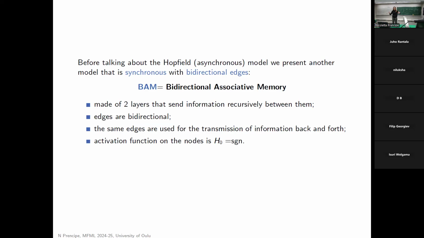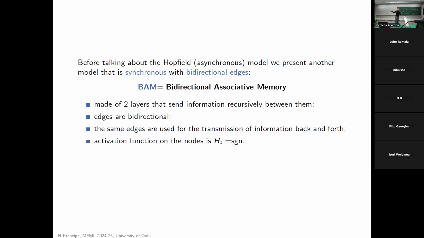You have 2 layers. You're not like many layers stacked in this case. You just have 2 layers of different dimensions. So you go, I don't know, n to the dimension of the first one and k to the dimension of the second one. The edges are bidirectional, meaning that you can start with what we call the forward step, the one that goes from the first layer to the second one. And then what you do is to come back through the same weights and through the same arrows. That's why the arrows have double edges.